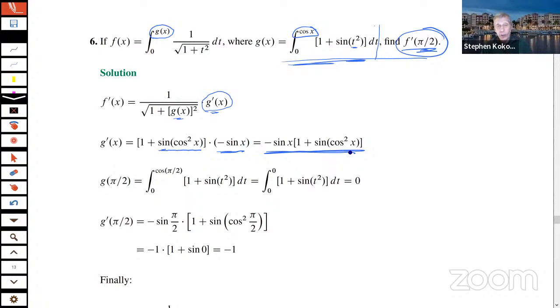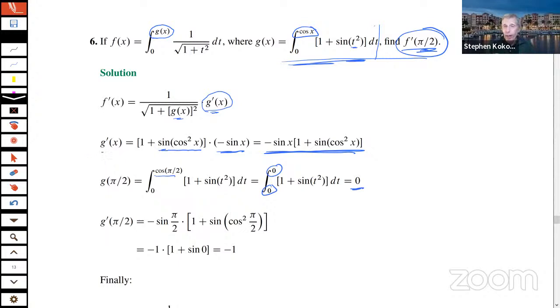g of pi over 2, where is that? g of pi over 2. So this is the integral from 0 to the cosine of pi over 2. Wait a minute. What's the cosine of pi over 2? That's 0. So this just simplifies to 0 to 0. That's easy. That's 0. Good. What's g prime of pi over 2?